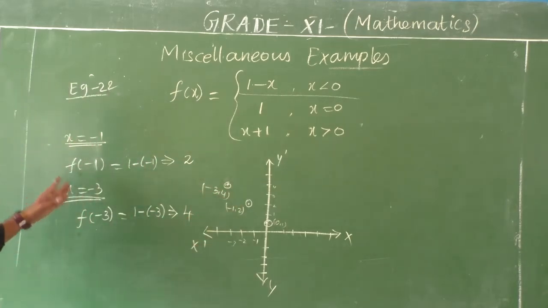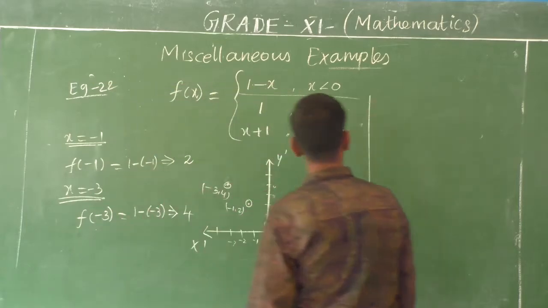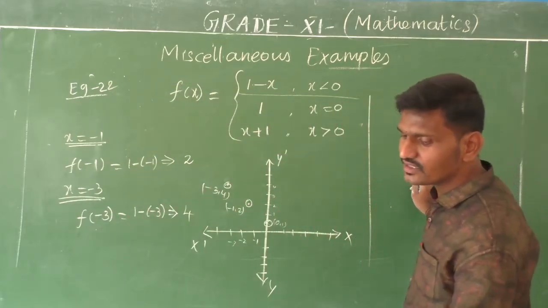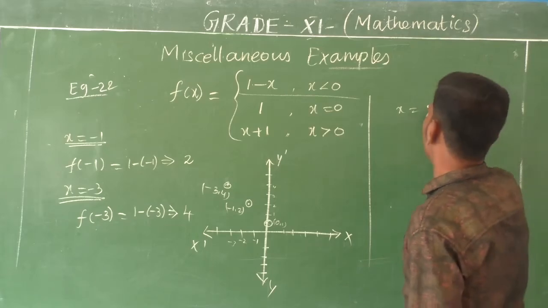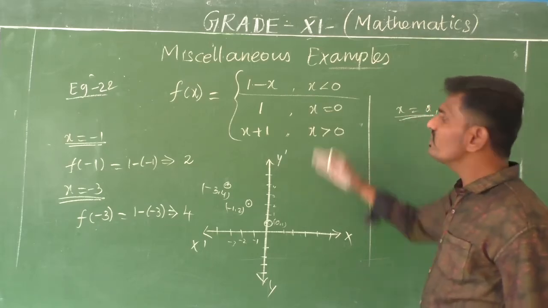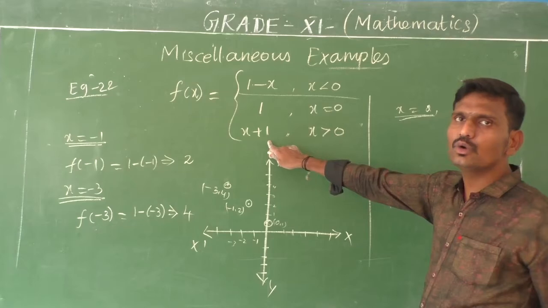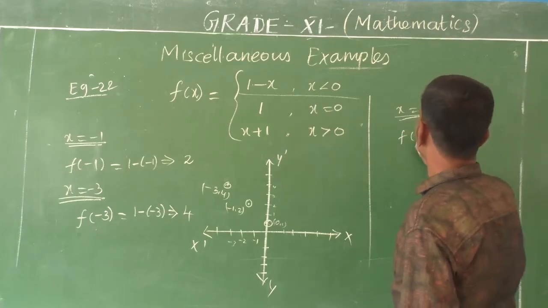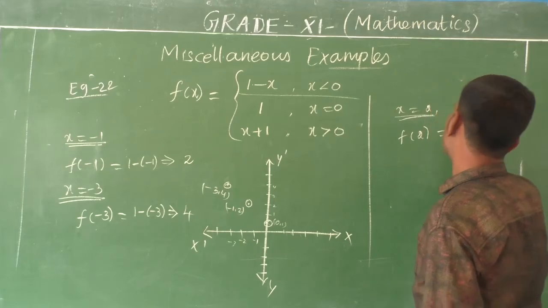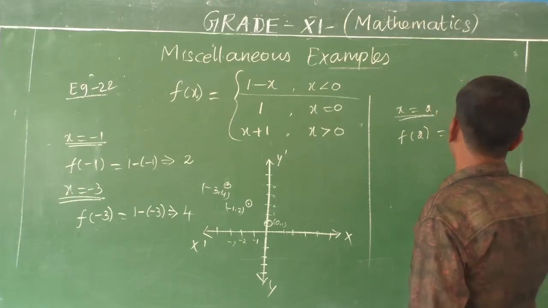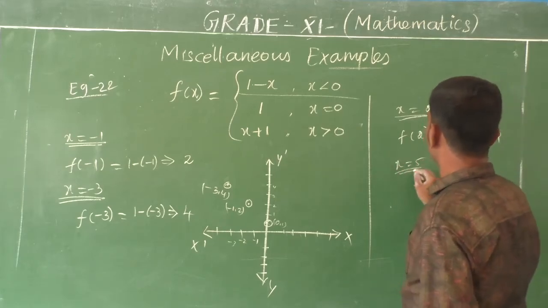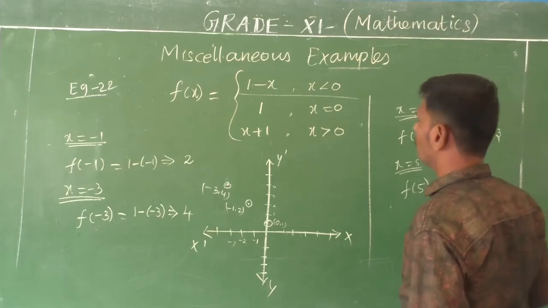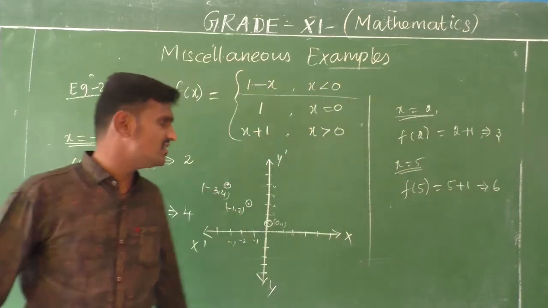And likewise, you have to take two values of positive sign. Any values you take is not a problem. I am giving you different values. x I am taking 2. So which one do we have to take for f of x? The third one. Why? Because x is greater than 0. Now f of 2 is equal to x plus 1, so 2 plus 1 equal to 3. And finally I am taking x equal to 5, that is f of 5, which is equal to 5 plus 1, which is 6. So these 2 points also I am going to mention in this graph.